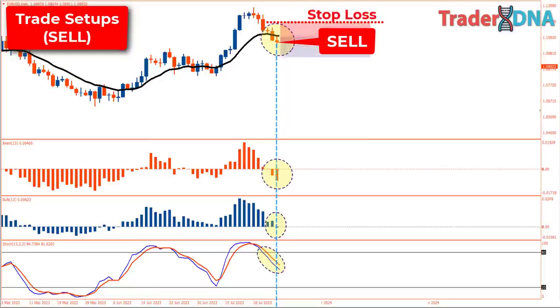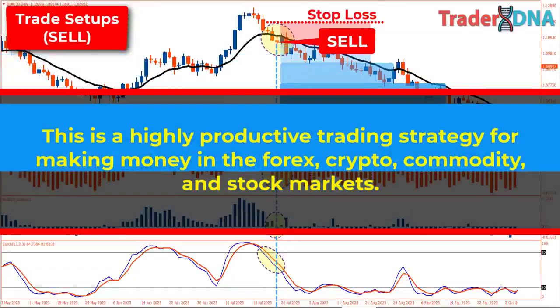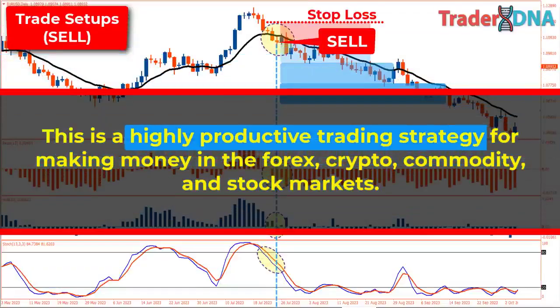Once again, as I mentioned earlier, this strategy has high accuracy, so set a minimum target profit of 3 times the stop loss. As seen in the examples above, we can conclude that this is a highly productive trading strategy for making money in the forex, crypto, commodity, and stock markets.